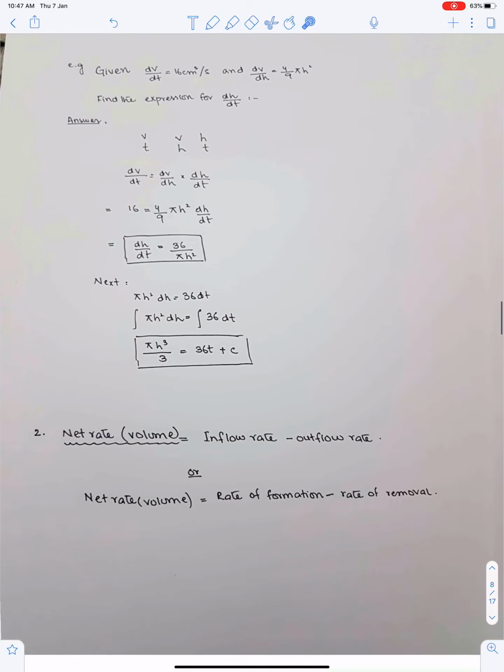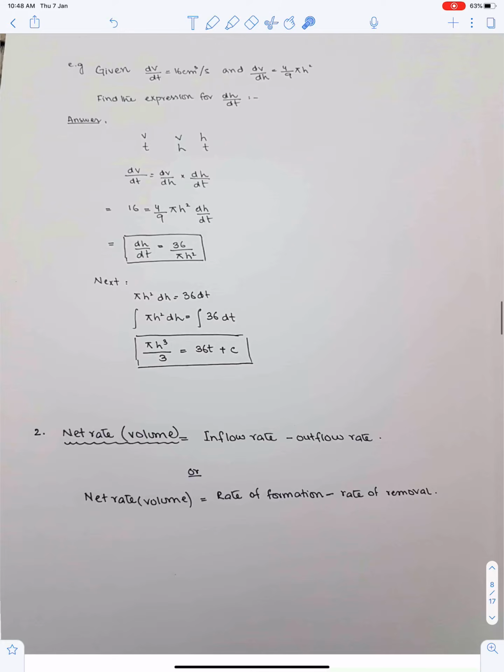For example, given dV upon dt is 16 centimeter cube per second and dV upon dh is 4 upon 9 pi h square, find the expression for dh upon dt. Since one rate is given and the other rate is required, therefore use the chain rule. And the chain rule will be dV/dt = dV/dh times dh/dt. By substituting the values into this chain rule formula, we can have dh upon dt.